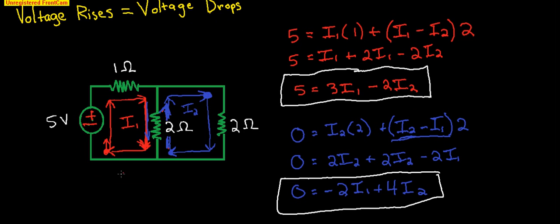So being that this is a college level course, I'm going to assume that you guys know how to do basic algebra, and I1 will give you 2.5 amps, and I2 will give you 1.25 amps.